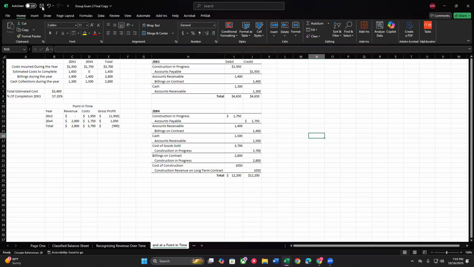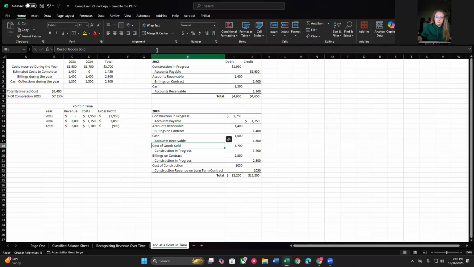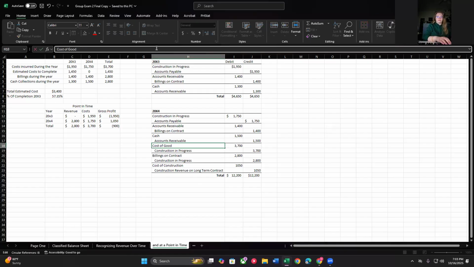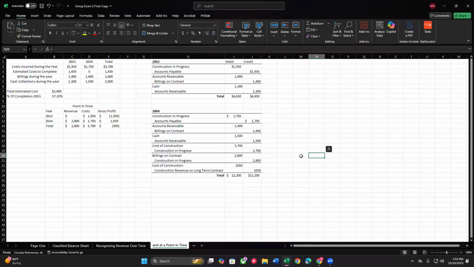Do we need the, I'm wondering. I think I messed up with this cost of goods sold. I think that needs to be cost of construction. I don't know. Because we did cost of construction on the bottom, but I mean, cost of construction was not only 1050, it was 3700. Exactly. Yeah. Do we need to take out the bottom one too? I wonder.